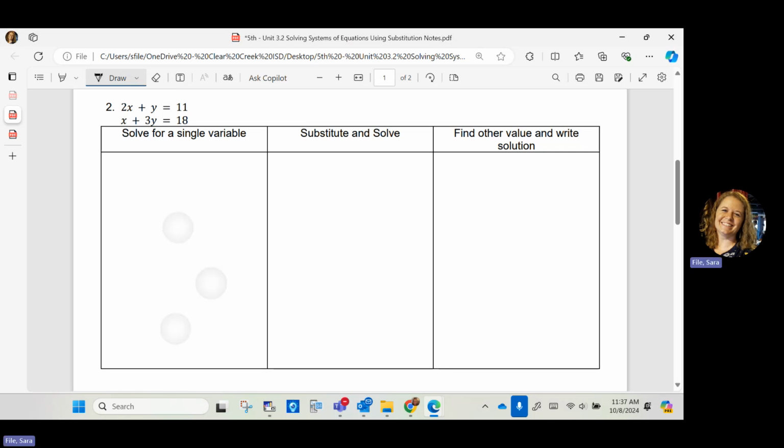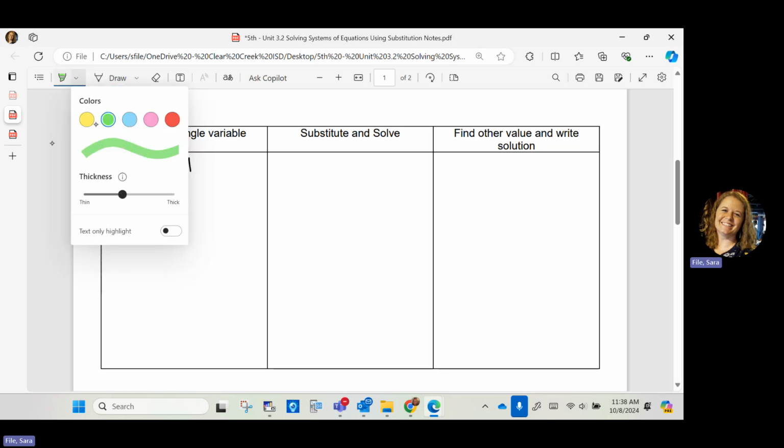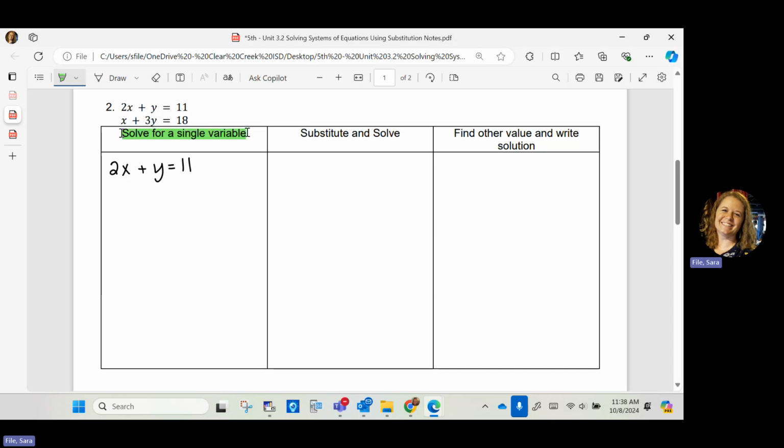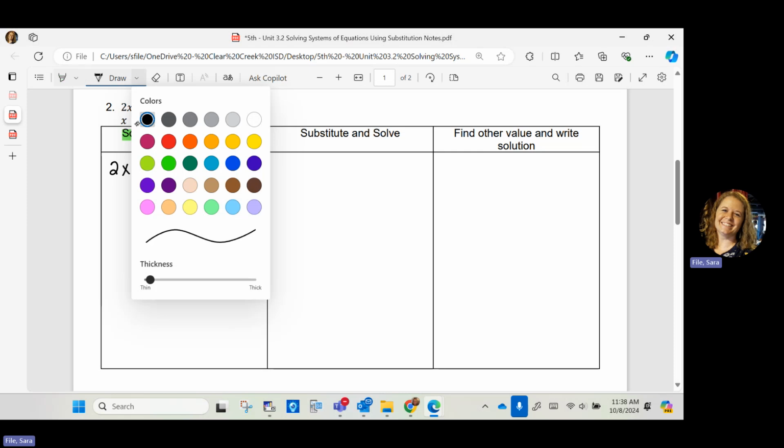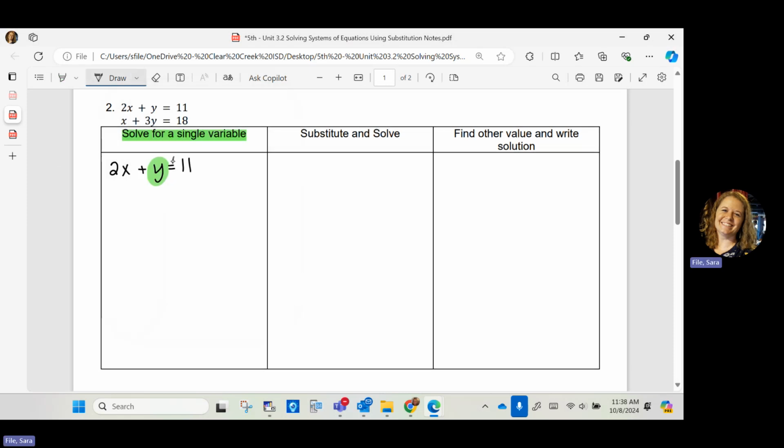I guess let's just use the first equation to keep it simple. So here's the first equation given to us, and we are going to solve for a single variable. That's y here. I want to get y by itself. So to get y by itself here, I have to move this 2x to the other side. So I'm going to subtract 2x. What I do to one side, I do to the other. Now, I've got y by itself.